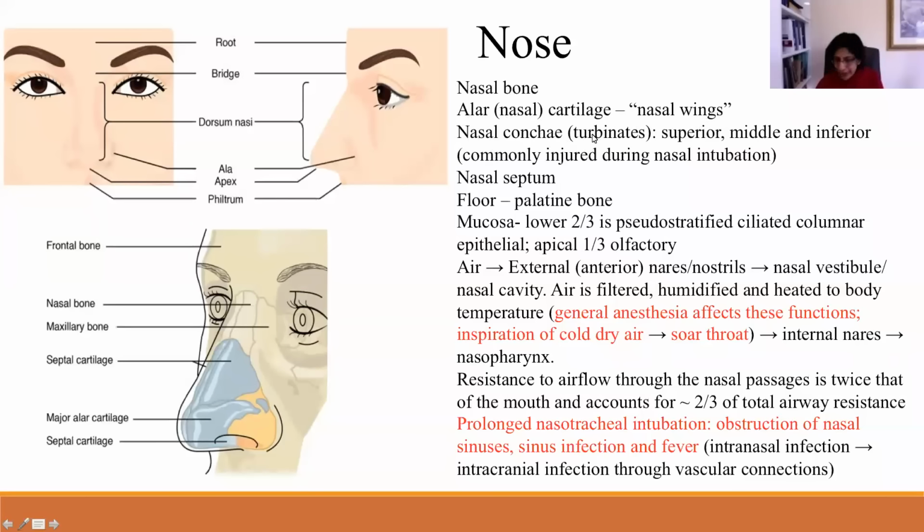Conchae, we talked about turbinates. They're inside. We saw them before. They are the elevated parts, superior, middle, and inferior, based on the location. Okay, so nasal intubation can cause injury to these turbinates. When you're poking through the nose, you may be hitting against these turbinates, right? The nasal septum is the thin wall that separates the right and left nasal cavities. The floor of the nose is made of palatine bone. You may have heard of hard palate and soft palate. So those are the details.